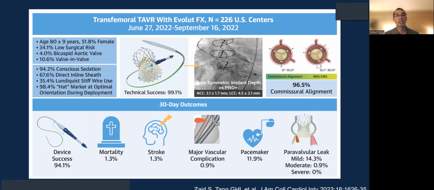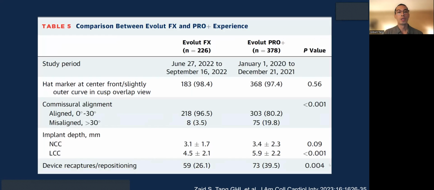And you can see that the implant depth is more symmetric than Pro Plus. You don't have a cusp dive or cusp swing anymore that becomes unpredictable in terms of final depth. This is quite predictable now versus initial implant. And you can see that here, commissural alignment is about 96.5%. So certainly very high in terms of a technique-driven deployment to achieve alignment. You can see also the 30-day heart outcomes are also very acceptable as well.